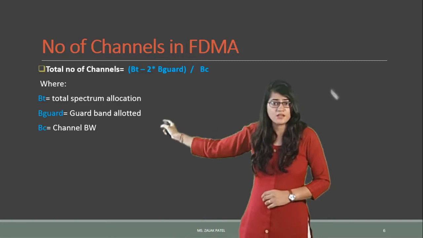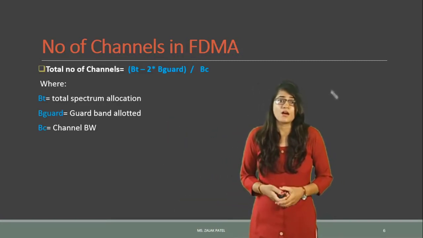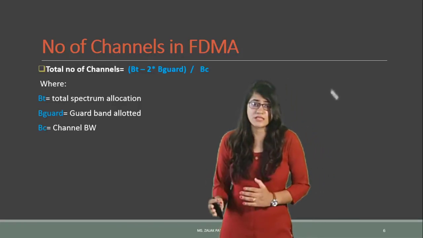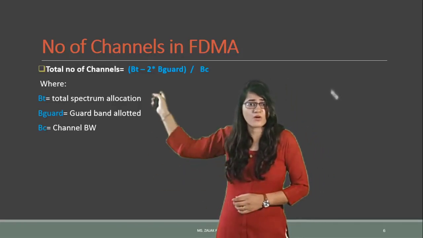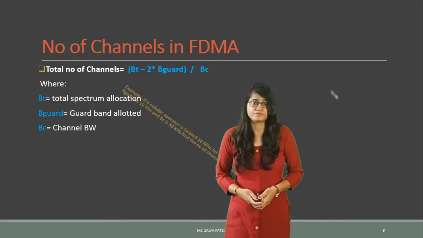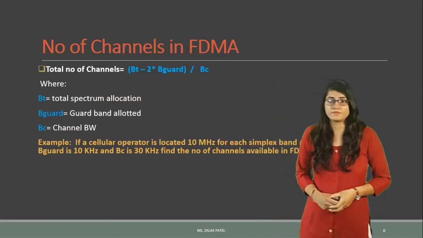So you can get the number of channels or channel bandwidth allotted to the user. For this case, please note that the individual user uses an individual set of frequencies. So according to it, you should find out the total number of channels. Now let's take one small example related to it.